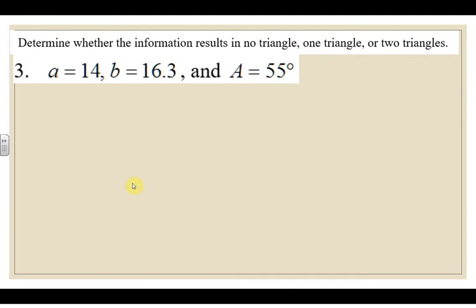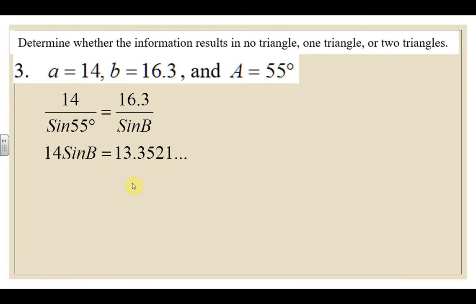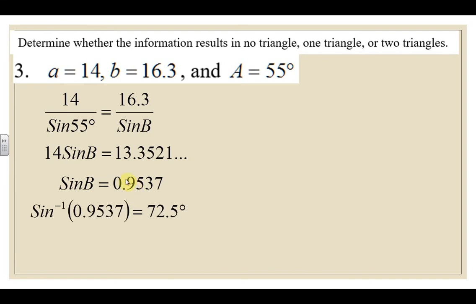All right. Process of elimination. You probably know what's going to happen, but just in case, we're going to set it up. So set up your law of sines. Same situation. And then cross multiply, and then divide. And then perform the inverse operation.